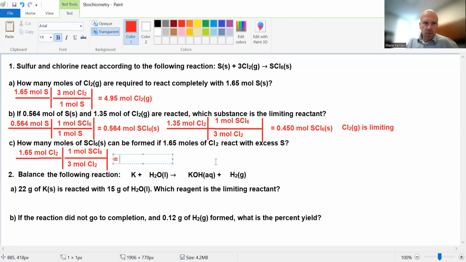And so that's going to equal 1.65 divided by 3, which is 0.55. And I'm going to make it 0.550 because we want our significant figures to match. And that's the answer for that.